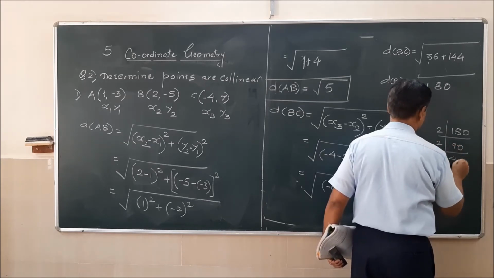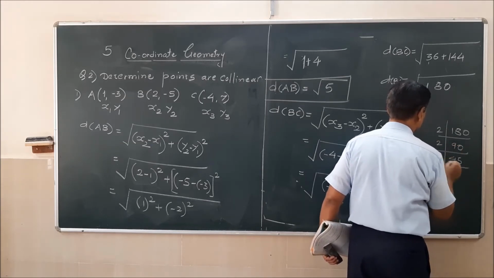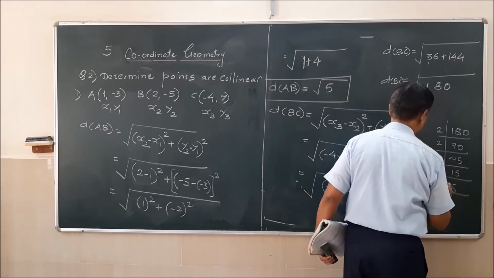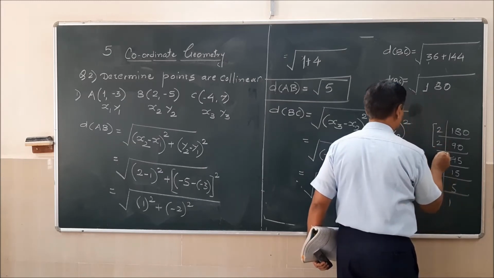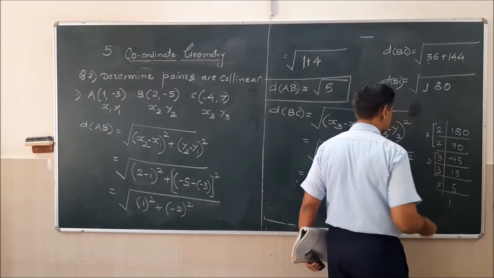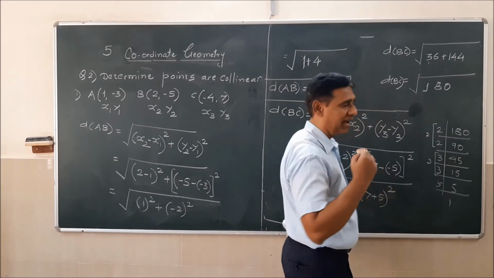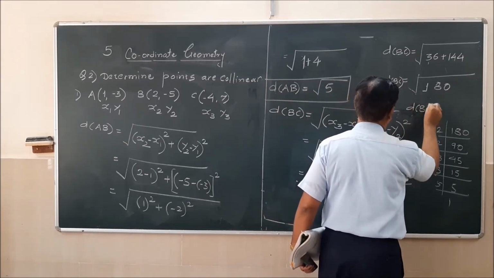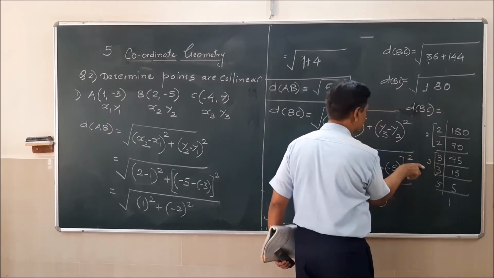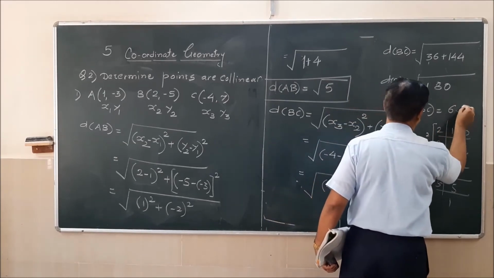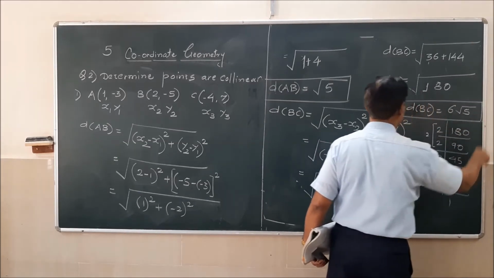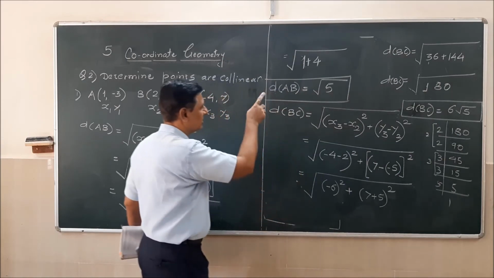2 45s are, 3 15s are, 3 5s are, and 5 ones are. If I make a pair of these two similar numbers, then I get 3 2s are 6 root 5. So I will get the value very interestingly. Distance BC is equal to 6 root 5. I obtained the value of BC, and I obtained the value of AB.